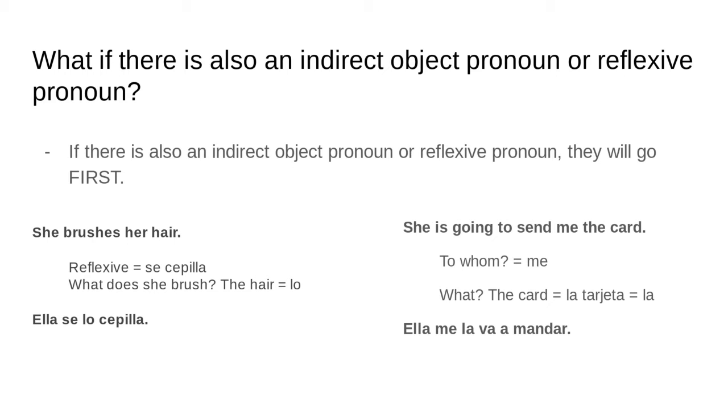If I want to say she is going to send me the card, well, in this case, I have an indirect object pronoun because it's being sent to someone. Who's it being sent to? Me. That's my indirect object pronoun. What's being sent? The card, which is la tarjeta, which is replaced with la. So after I've identified what those objects are, I can write my final sentence with all possible substitutions. In this case, it would be ella me la va a mandar. She is going to send it to me, is what that translation would mean.